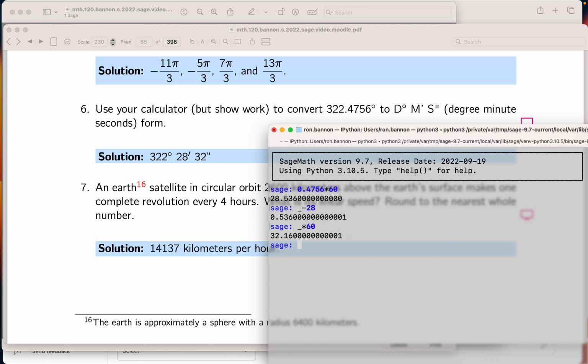How many seconds? What number are we getting? Remember, we have 332 degrees. What did we compute before? 28 minutes. And now we just compute it to the nearest second, 32 seconds. And that's it. Thank you.